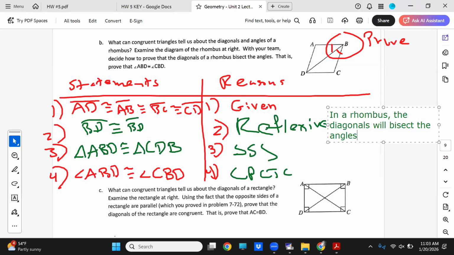And yes, in a rhombus, the diagonals will bisect the angles, and we can prove this again by using our knowledge of congruent triangles.